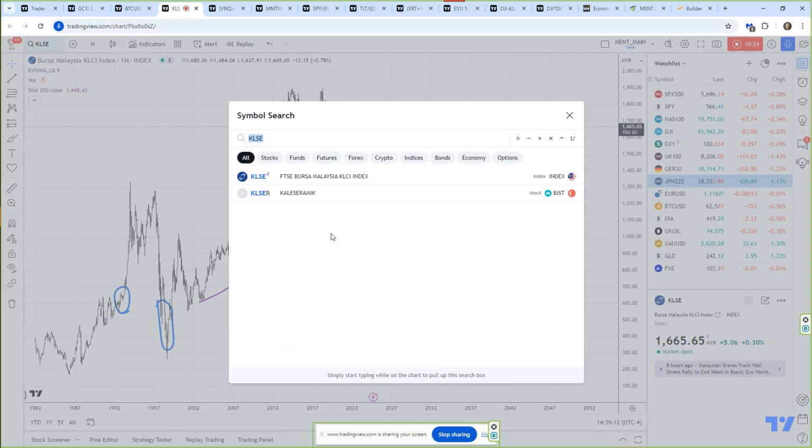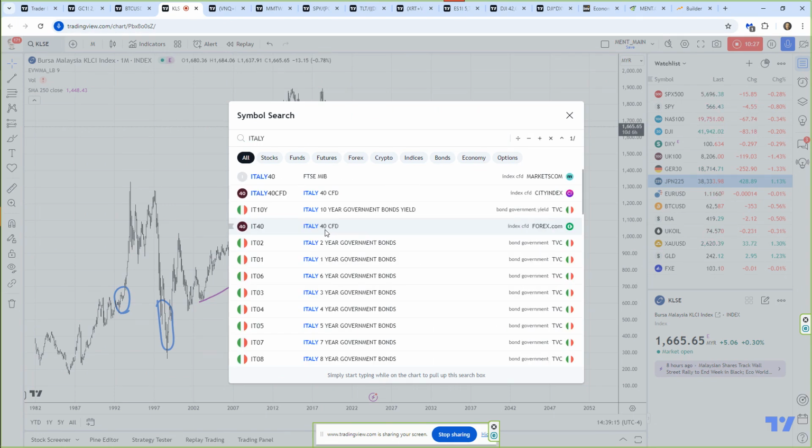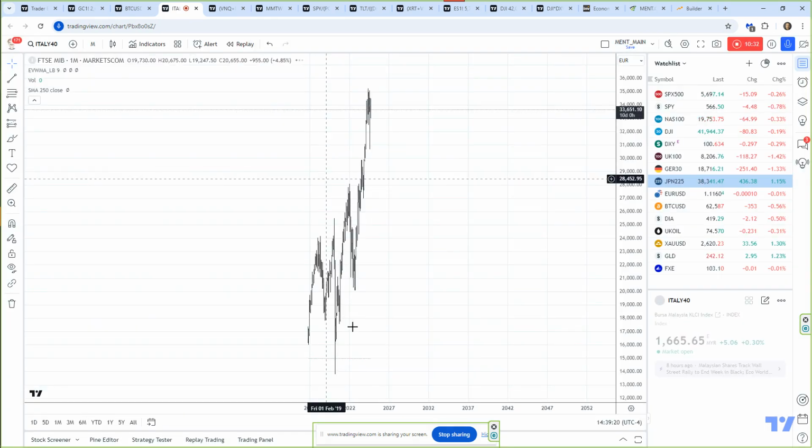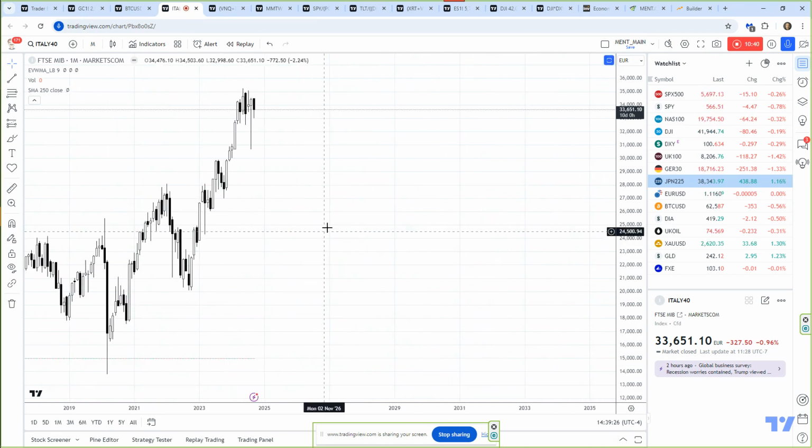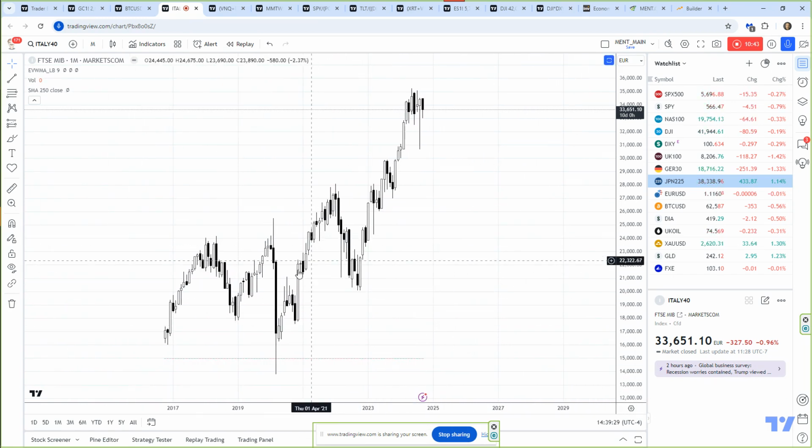Let's try to find Italy index. Looks like there's the Italy 40. Here we go. Okay, so here's the top 40 for Italy. Doesn't have much as far as data, but you can see this rally phase here rolling into this peaking pattern. And again, I would say this looks quite similar actually to the European market or to the US market, except that it hasn't had such a big rally phase. But I can see some more similarities in this than I can in the other indexes.